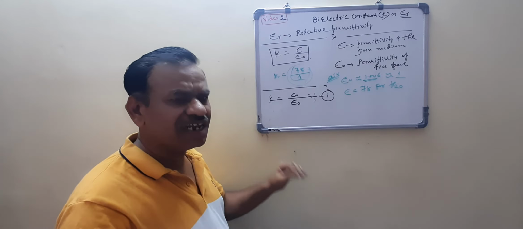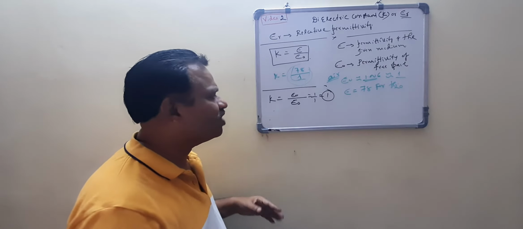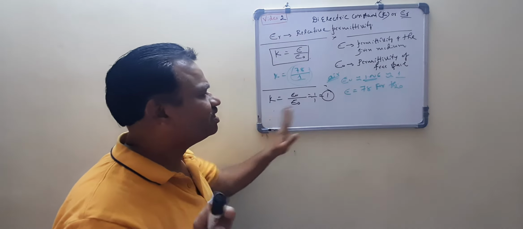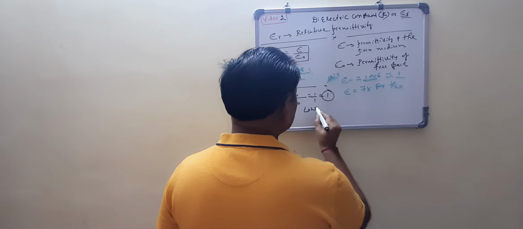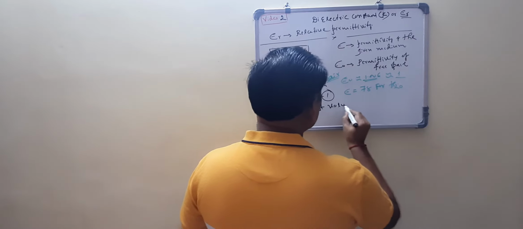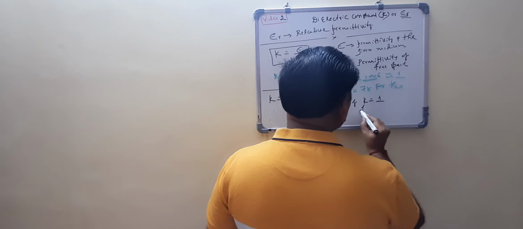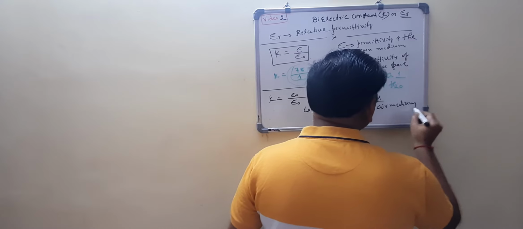Is there any material which has a dielectric constant less than 1, 0.9, 0.8, negative? No, not at all possible. This is the lowest value of a dielectric constant. The lowest value of K is equal to 1, for the air medium. Actually it is vacuum.